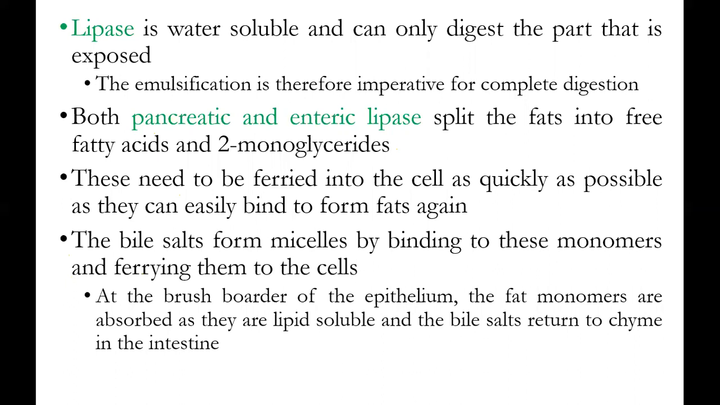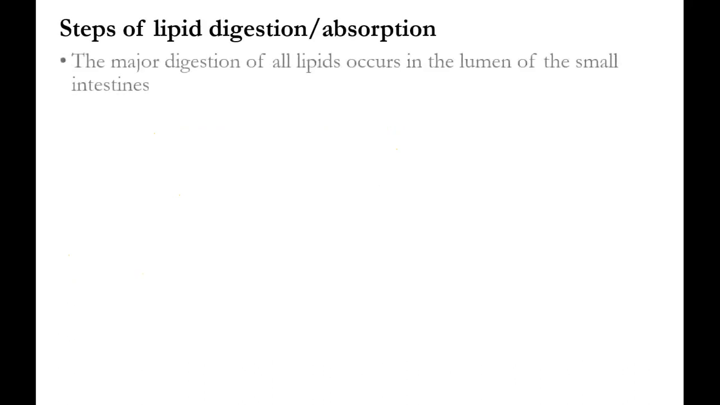At the brush border of the epithelium, the fat monomers are absorbed as they are lipid soluble, and bile salts return to the chyme in the intestines. After the bile salts have done their work, they return to the intestine to emulsify more fat. The free fatty acids and glycerol molecules are fat soluble, so they can easily cross the phospholipid bilayer without using any channels. There are no channels for absorption of fat. Once transported to the mucosa, they cross the phospholipid bilayer of these cells to enter the cells. So they are absorbed by simple diffusion.